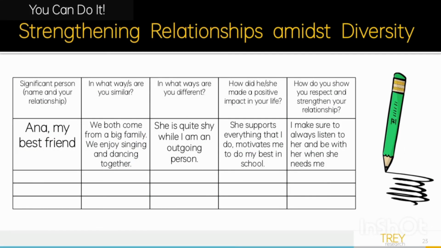On the first column is where you write your significant person. In the second column, in what ways are you similar? In the third column, in what ways are you different? In the fourth column, how did he or she make a positive impact in your life? And last but not the least is how do you show your respect and strengthen your relationship.